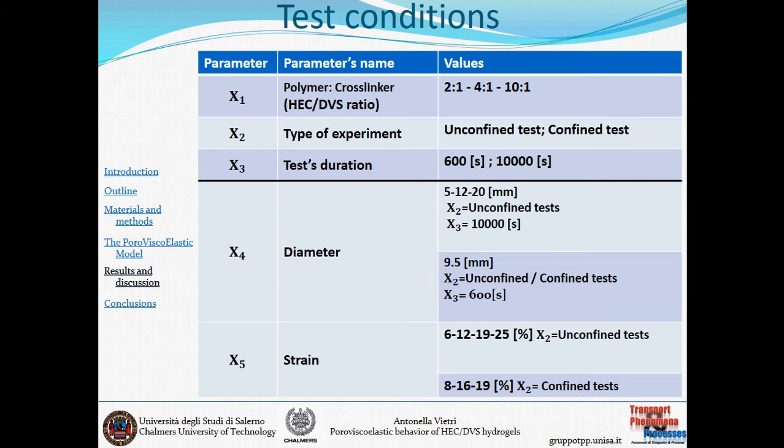In this table are reported the test conditions. Different parameters have been changed: the polymer cross-linker ratio, the type of experiment, confined or unconfined, and the test duration, 600 or 10,000 seconds. Then, to evaluate the poroelastic effect, unconfined tests parametrically in the diameter for 10,000 seconds were carried out, while to compare the confined experiment with the unconfined ones, short-time tests for 600 seconds were made. A sequence of 4 increasing strains was performed in the unconfined case, while 3 strains were applied in the confined one.